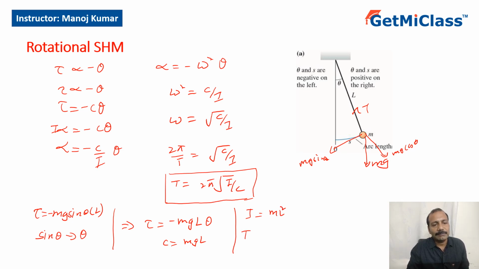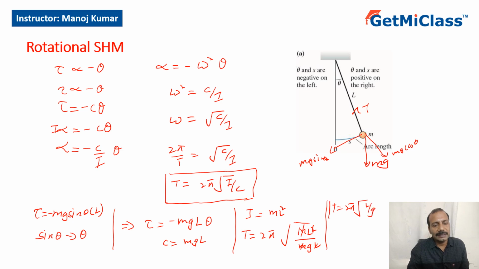Now let's find the time period. T equal to 2 pi root I, I is mL square, by C. C is mgL. So m cancels, L cancels. That would imply T equal to 2 pi root L by g.